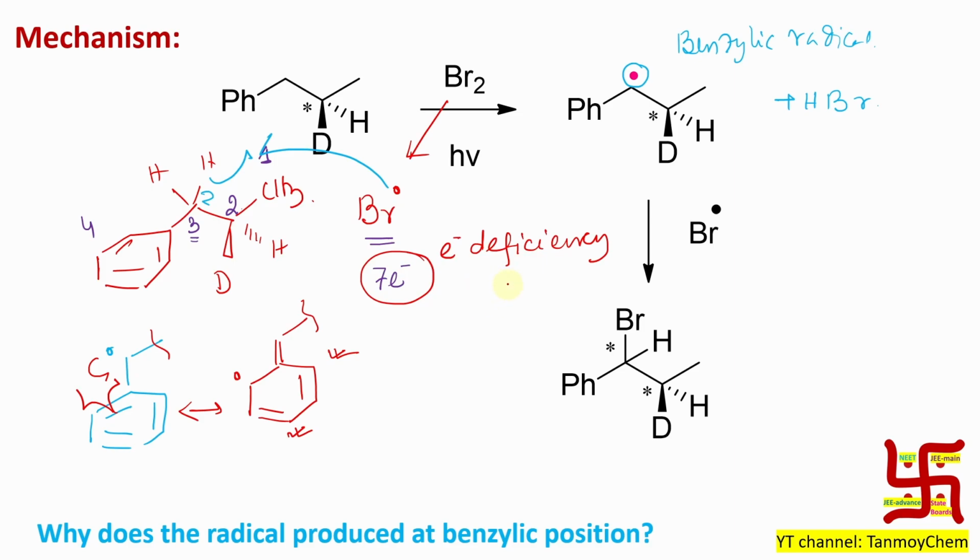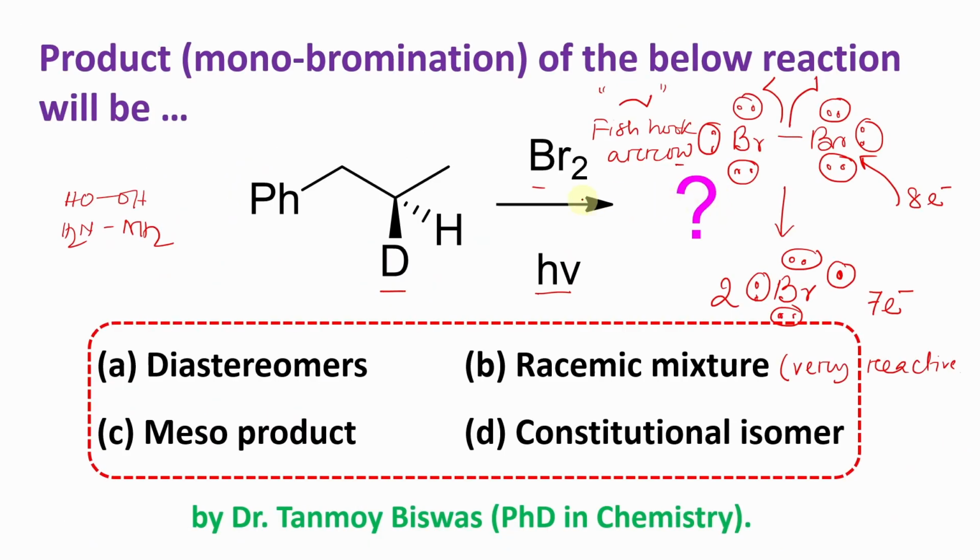So that is the reason that this radical is produced at the benzylic position, because the radical is stabilized due to resonance. Now here the radical is produced in the next phase. You might say, okay sir, elimination reaction to produce alkene. See student, I have already mentioned what the product is here.